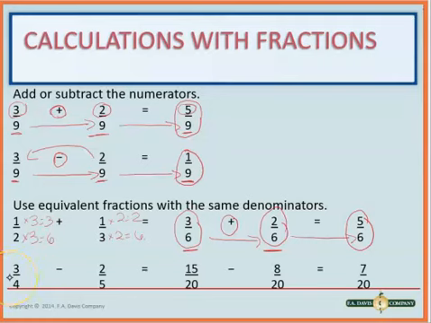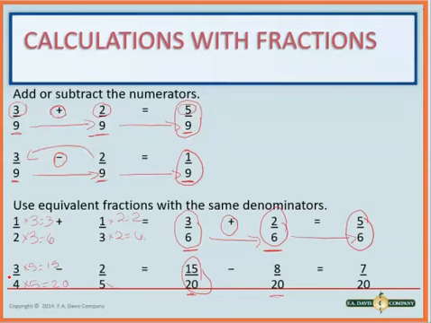Let's look at our last example. Again, we've got to manipulate our denominators by multiplication to get them to equal 20 in this case. So what can we do to our 4? We can multiply it by 5 to get 20. Well, we need to do the same thing to our numerator. So that's going to be 15. So it's going to be 15 over 20.